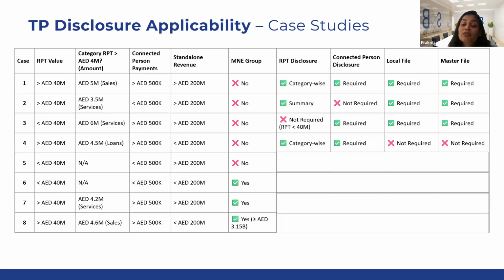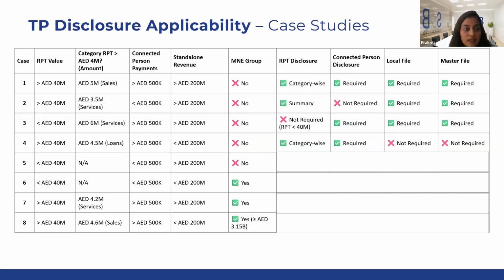However, you do need to have a justification or documentation to substantiate the arm's length nature of the related party transactions. And hence comes the need that even if you're not required to maintain the local file and master file, internal documentation for justifying the ALP should be there. And again, as we discussed earlier, the FTA may come and ask for that documentation, which a taxable person needs to submit within 30 days of the request of the FTA.